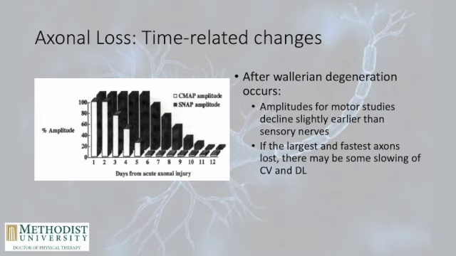What we're looking at here is the difference between a CMAP and a SNAP. We can see that the CMAP loses amplitude a lot quicker than a SNAP, or a sensory fiber, does.